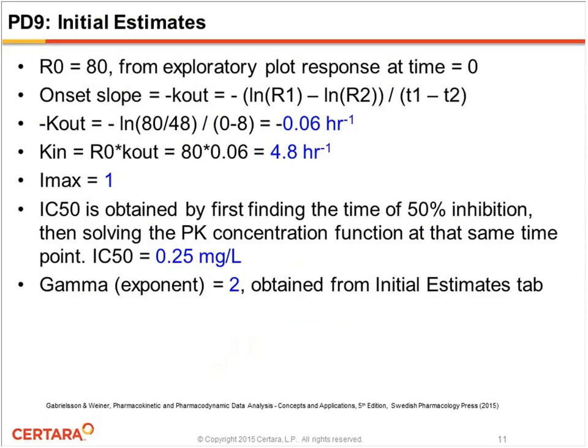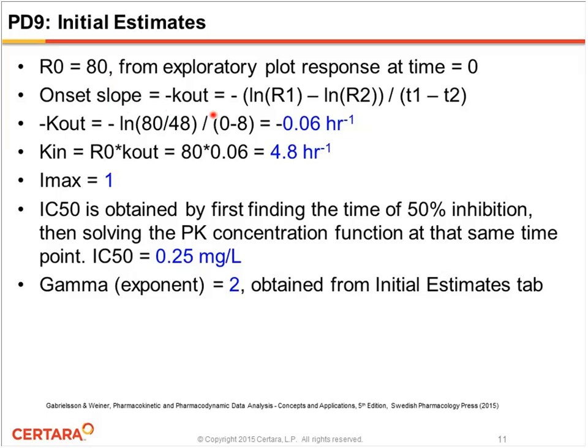Okay, so how are initial estimates determined for this data set? So let's start with the response at time zero. So this was 80, and this is from the exploratory plot. And then to get an initial estimate for Kout, we look at the onset slope. So this was the first portion of the curve as the response is decreasing initially.